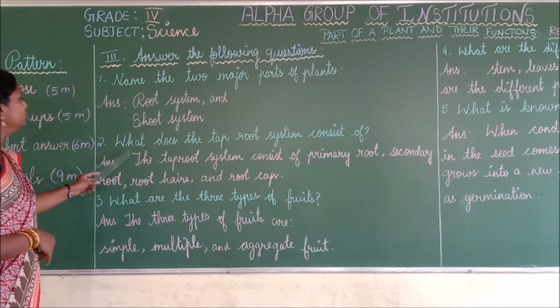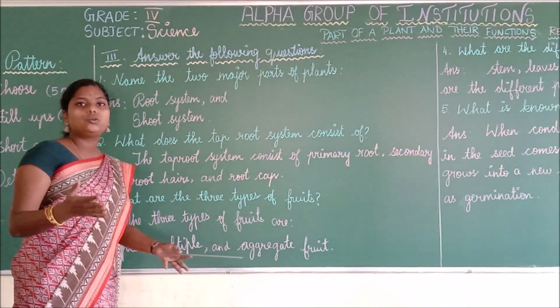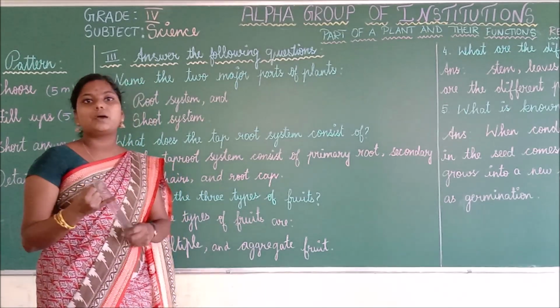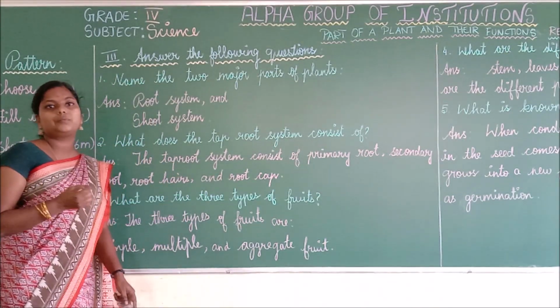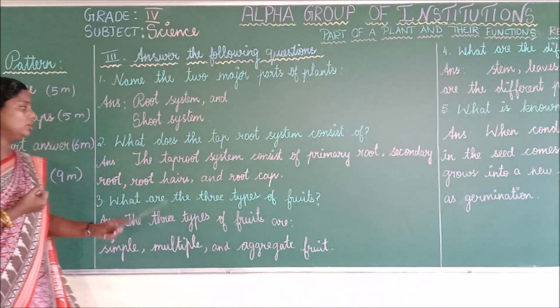The next question, what does the taproot system consist of? We all know what a taproot system is. There are two types of roots. The first one is taproot system and the second one is fibrous root system.